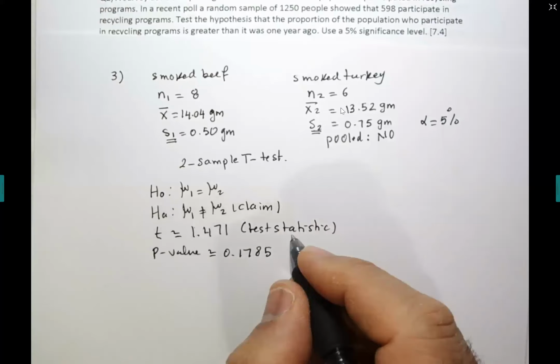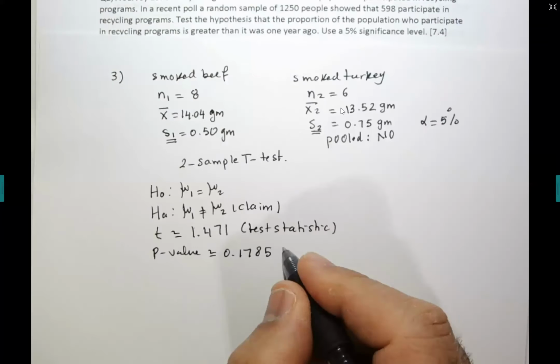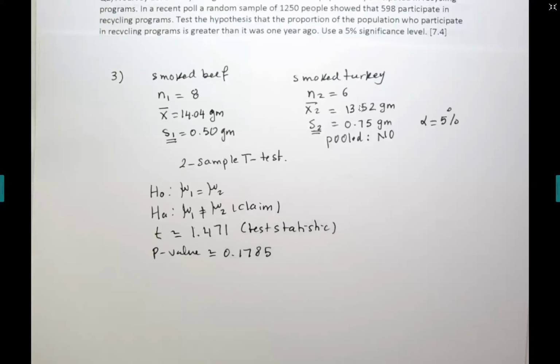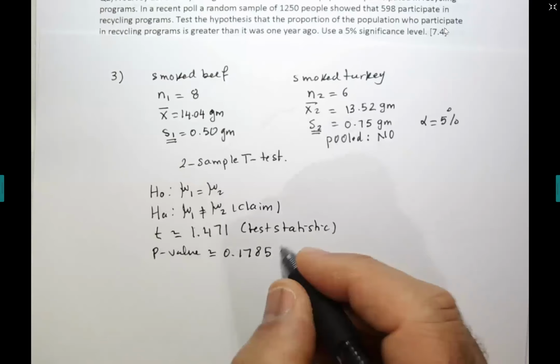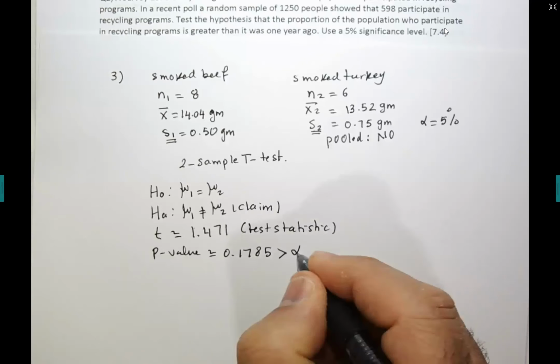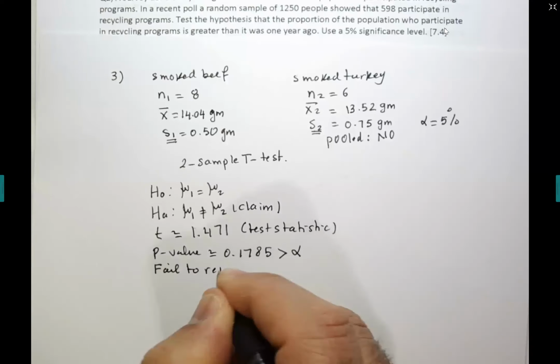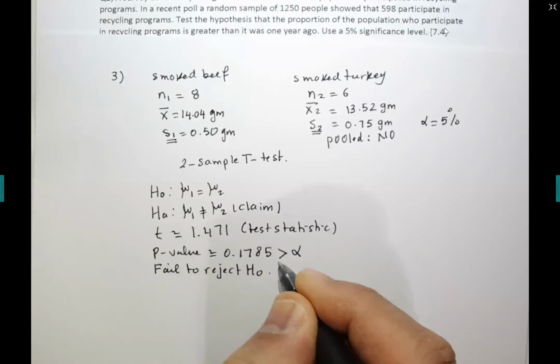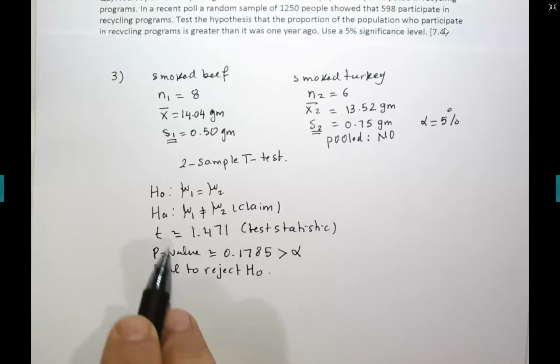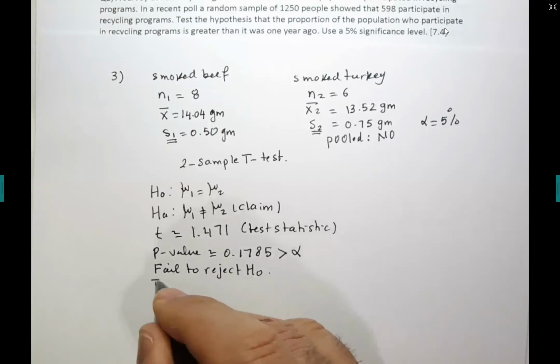So is this bigger than alpha or smaller than alpha, guys? Just one response. Is p-value more than alpha? Bigger. Okay. So we fail to reject H0. And I've said that many times, guys. If you fail to reject the null hypothesis and your claim is in the alternative, then you say that you cannot support the claim.